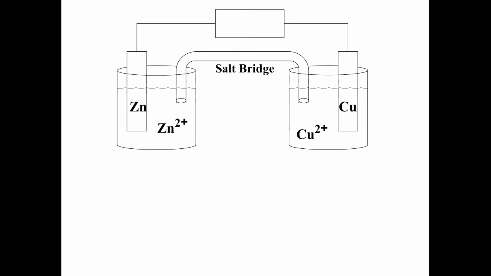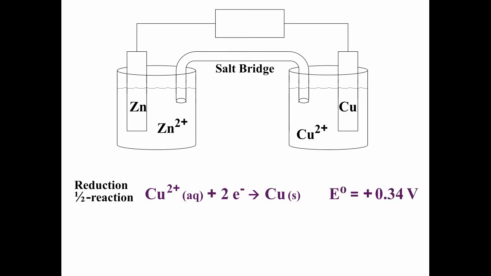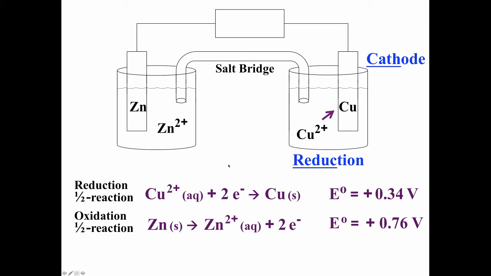So let's take a look at this process. The reduction half reaction has already been looked at, and this is what occurs. That occurs in the copper cell. So copper 2+ ions are gaining electrons to form copper metal. In the other half cell, we have oxidation occurring. So zinc metal is losing electrons to make zinc 2+. That means oxidation, and that's occurring in this half cell.